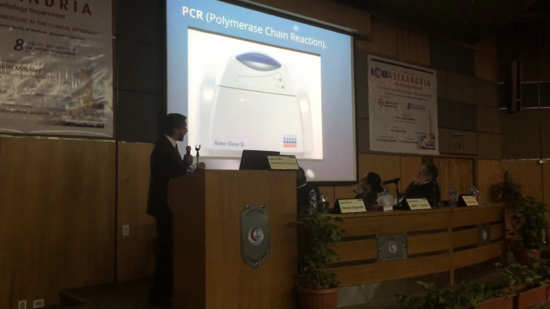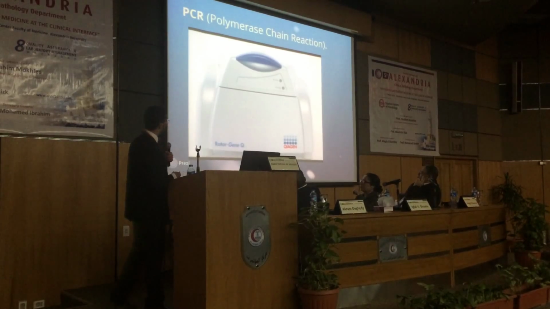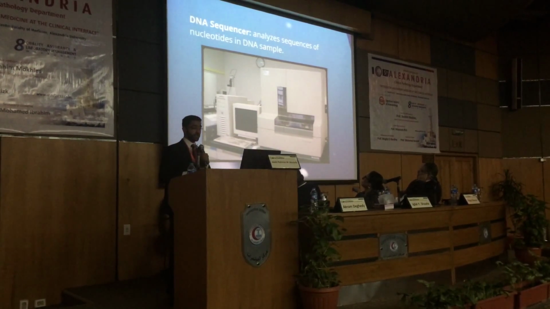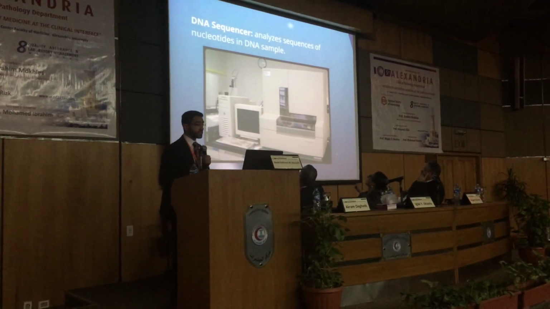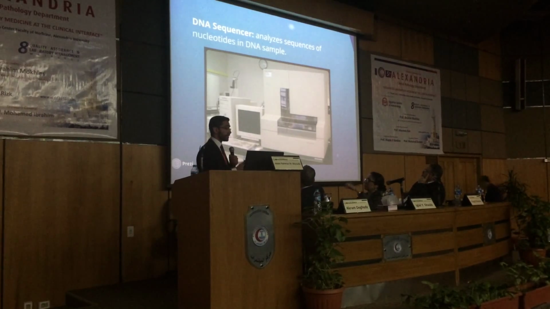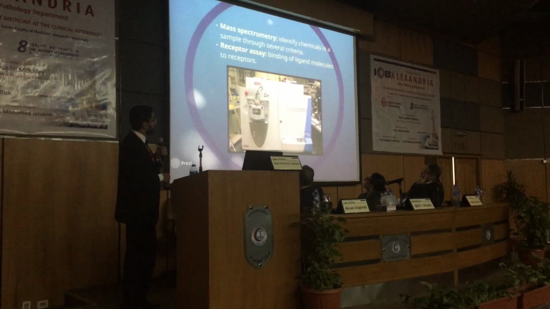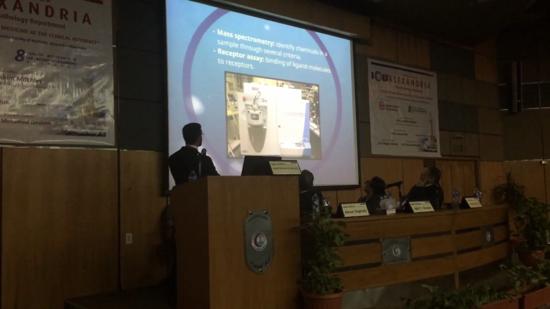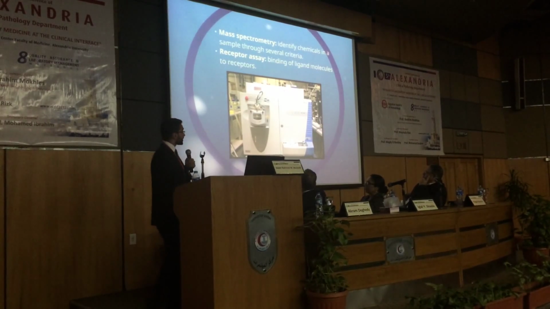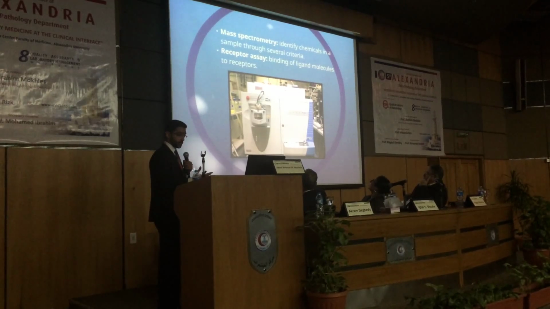And this is the device that we actually use in this clinical pathology department, a very advanced device. And then we've also got DNA sequencers, and this is an example of a device that is used to analyze the sequences of nucleotides in a DNA sample, adenine, guanine, or otherwise. Finally, we've got two other techniques by which we can analyze tumor markers, and this is through mass spectrometry or a receptor assay, and this is considered to be an example of a device used in mass spectrometry.